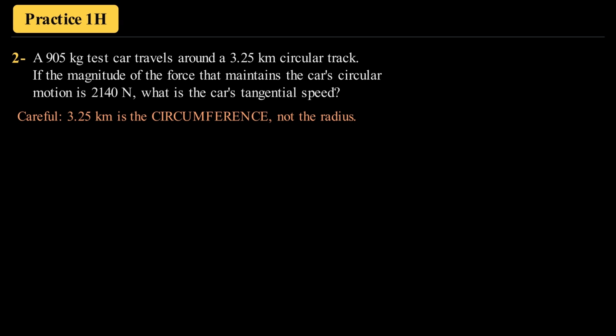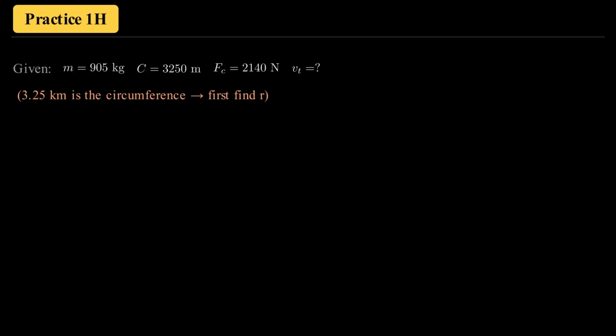If the magnitude of the force that maintains the car's circular motion is 2,140, so Fc is equal to 2,140 Newton. What is the car's tangential speed? So Vt is equal to what? I told you, because it's talking about tangential speed, you have to use an equation that has tangential speed. So Fc is equal to m vt squared divided by r. Since you are trying to find Vt, the equation is going to be like this. m vt squared is equal to Fc multiplied by r.